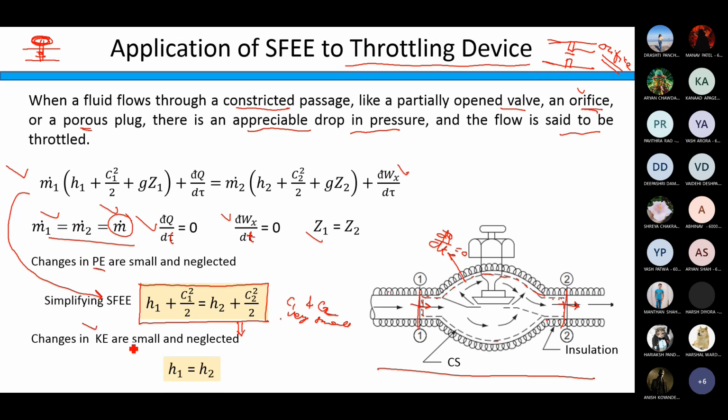If you do that, the simplified form of the steady flow energy equation for a throttling device like this is that the enthalpy of the fluid remains constant. Sometimes you can call this an isenthalpic process, because enthalpy remains constant. Clear? So just note down these two equations and we'll go to the next slide. Can I go to the next slide?